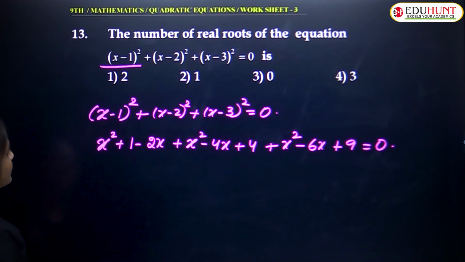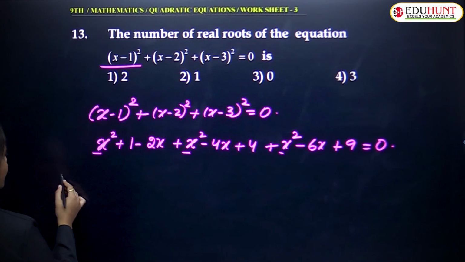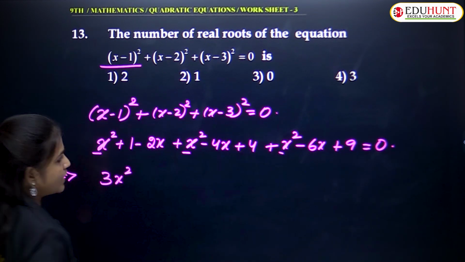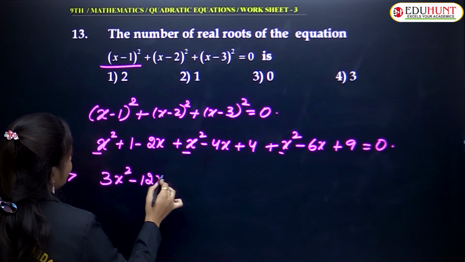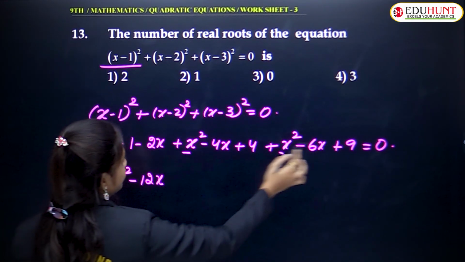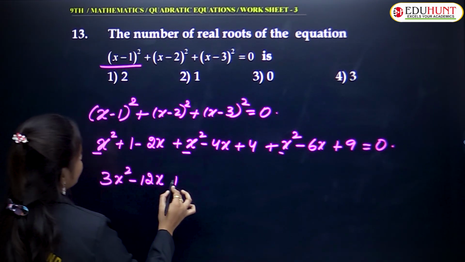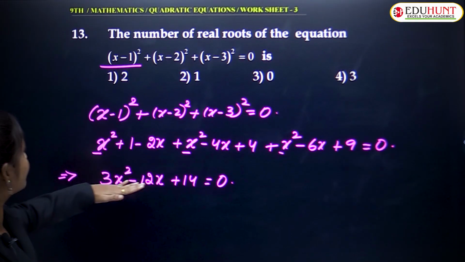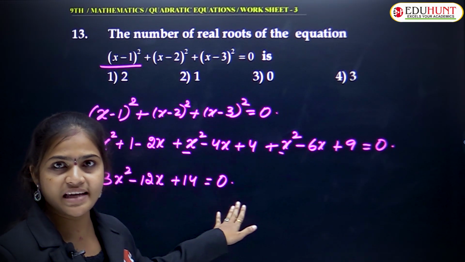Understand? Now just see the like terms here. X square, which is equal to 3x square. Minus 2x minus 4x, that is minus 6x, and here also minus 6x is there. So minus 12x. Clear? Next constant terms. Plus 1 plus 4, 5, and here 9, which is equal to 14. So plus 14 is equal to 0. Understand? So finally we got this equation in the form of ax square plus bx plus c is equal to 0.